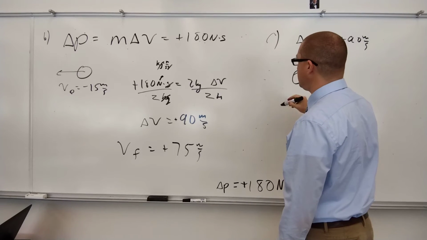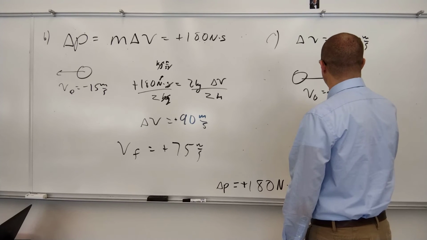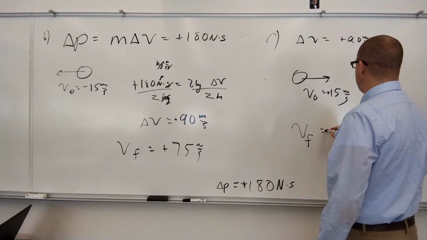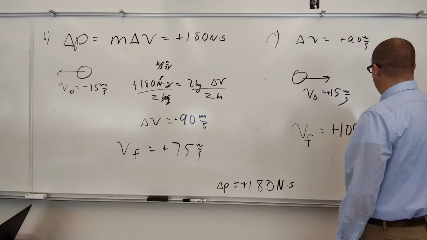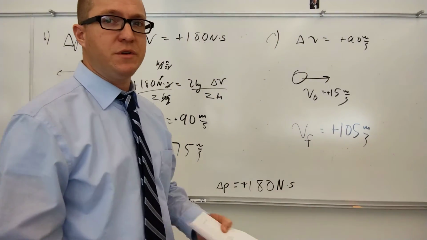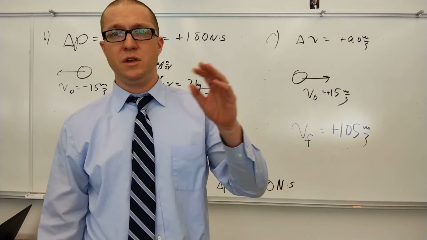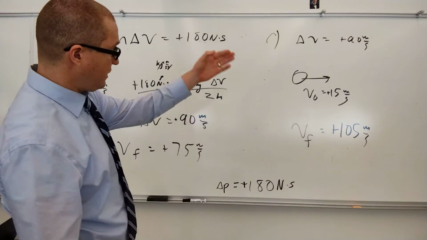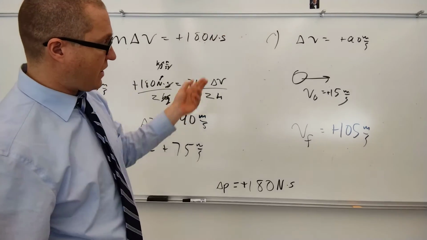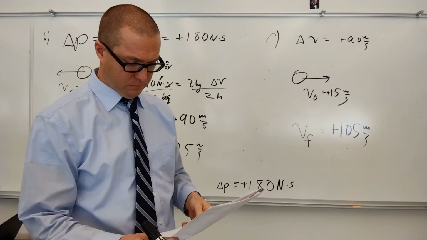If I start off going against it or going with this force, the change in velocity still has to be positive 90 meters per second, because the change in momentum equals 180 equals m delta v. So the initial condition in this case is v naught is positive 15 meters per second, right? Therefore, v final would be positive 105 meters per second. It's going to gain that velocity. To find the final velocity, you can always add the change in velocity to the initial velocity, right? So positive 90 plus negative 15, positive 90 plus positive 15. So that's that.